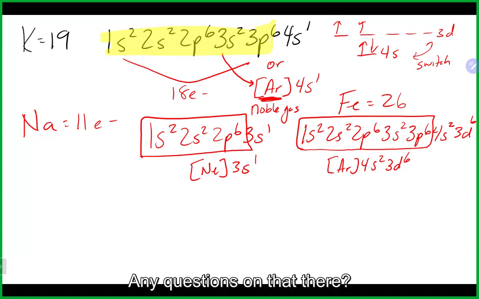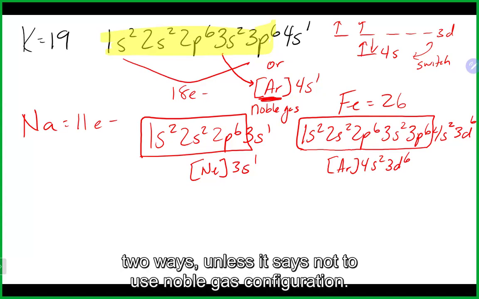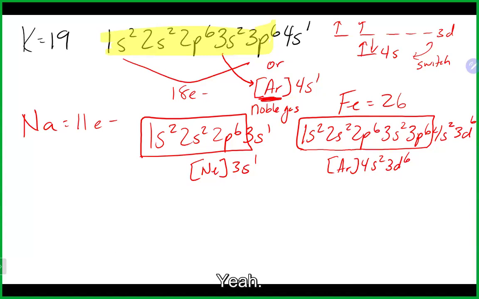Any questions on that there? You could write electron configuration either of those two ways, unless it says not to use noble gas configuration, then you should write it as 1s2, and so forth, 2s2.